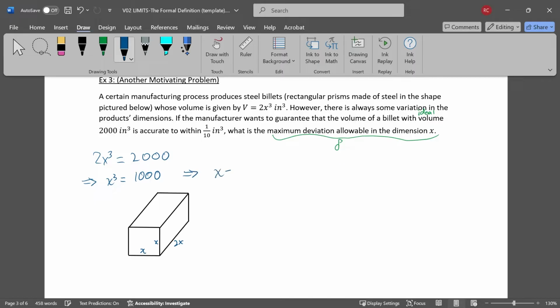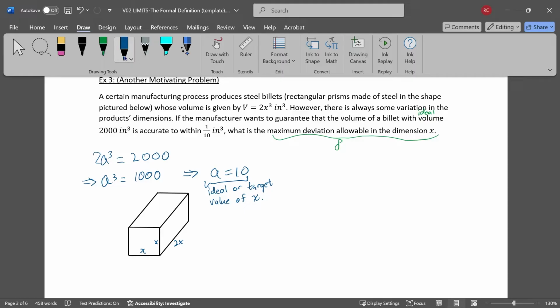Which implies x is 10, the cubed root. So I wrote x here, but really we're talking about the ideal, so let's put it in the notation that we use for limits and call this a. So in other words, our ideal value for x, a, is 10, right? That's the ideal dimension. Or sometimes we also call it the target value of x. Okay, so that's our target value for x.